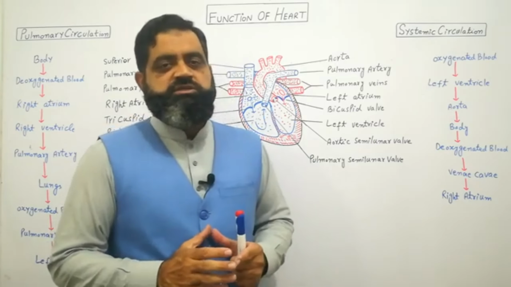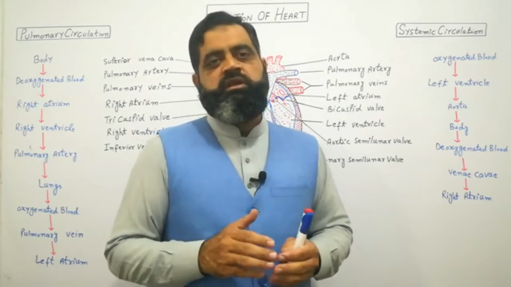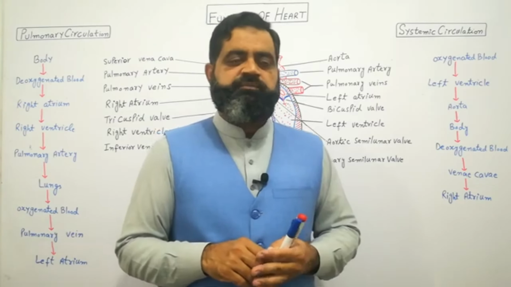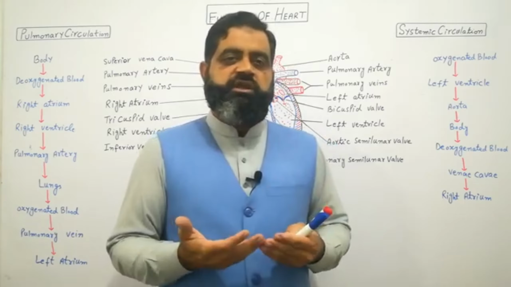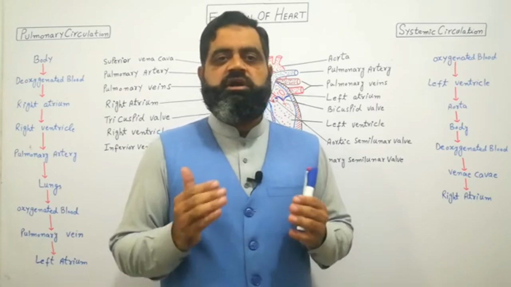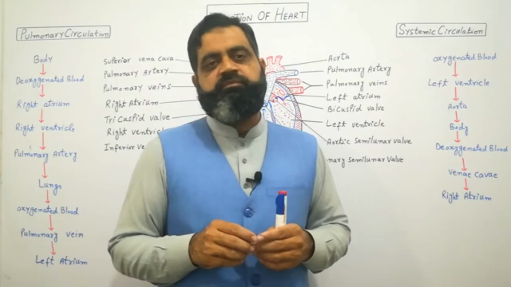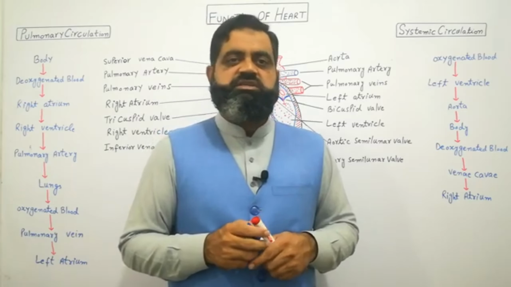From there, oxygen is given to the tissues of our body and CO2 is taken, and the oxygenated blood has changed into deoxygenated blood. And deoxygenated blood through the inferior vena cava and superior vena cava comes back into the heart, into the right atrium. So this circulation we have discussed is known as systemic circulation.